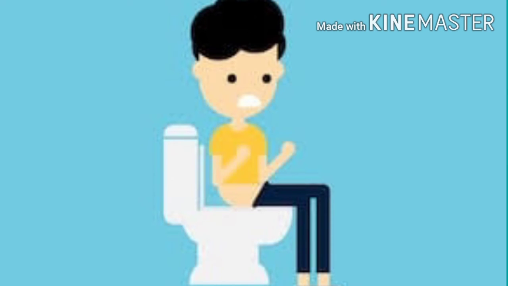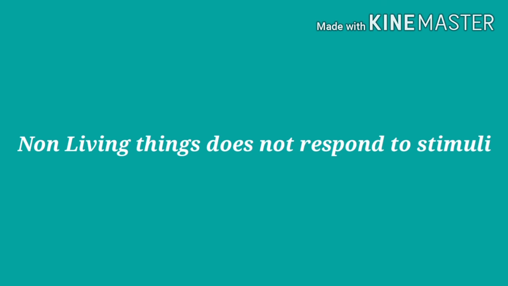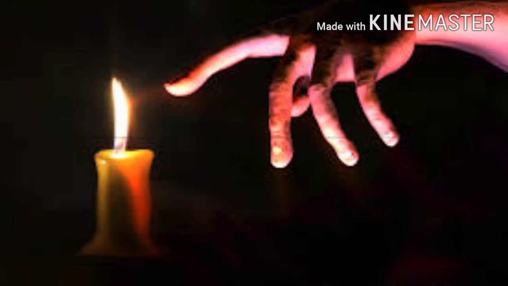Now the next characteristic, living things give out waste products. Waste product is a harmful thing that is present in our body, so living things excrete the waste products, whereas non-living things do not. Living things respond to stimuli, whereas non-living things do not respond to stimuli.